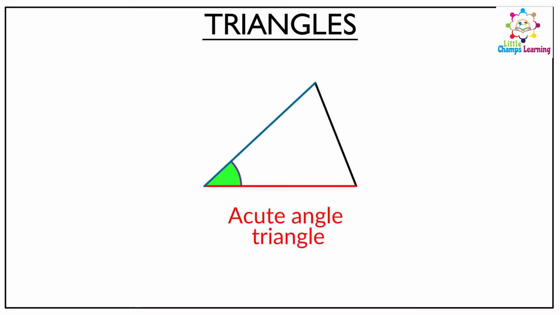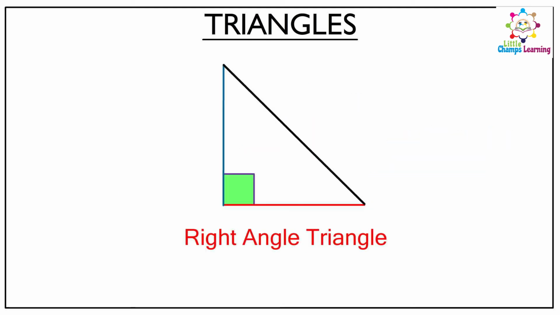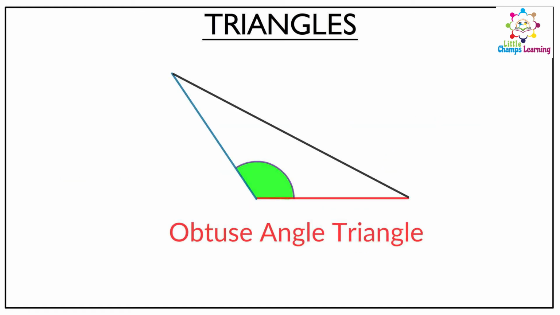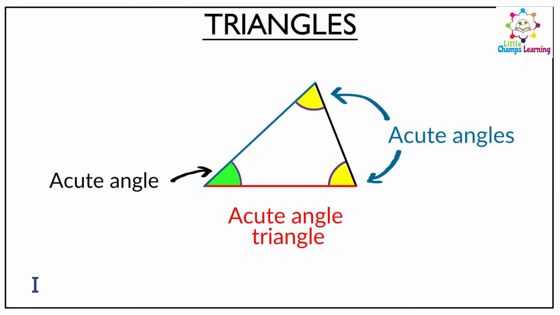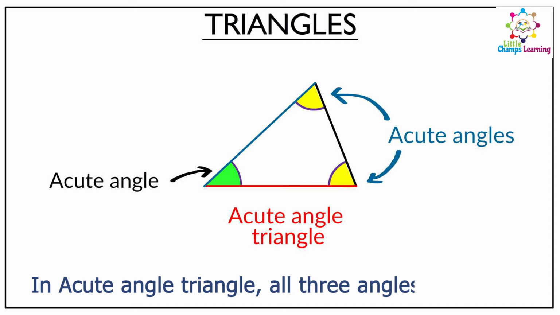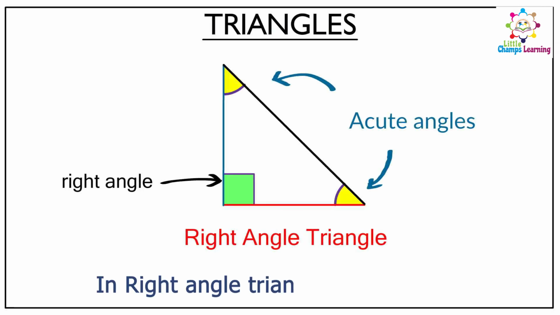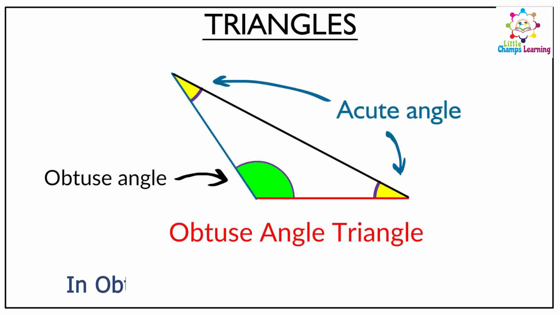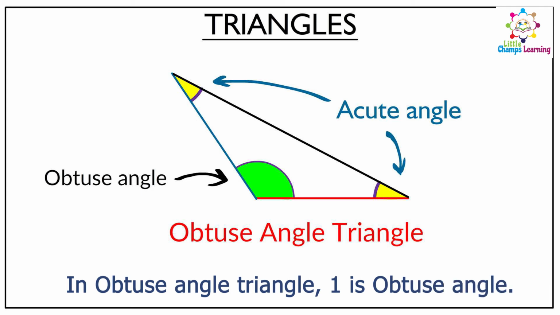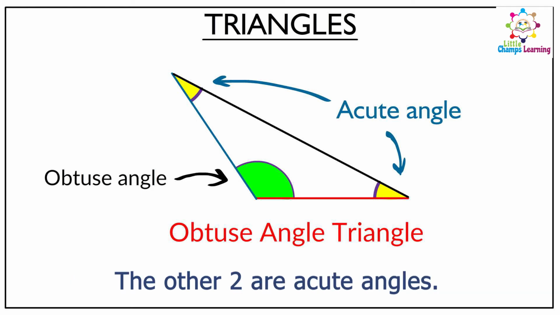If we take an acute angle triangle, one angle is acute and the other two new angles formed would be acute too. In right angle triangles, we have one right angle and the other two would be acute. And in an obtuse angle triangle, one angle is obtuse and the other two would be acute. So we can make out that in an acute angle triangle, all three angles are acute. In a right angle triangle, we have one right angle and the remaining two angles are acute. In an obtuse angle triangle, one angle is obtuse and the remaining two angles would be acute.